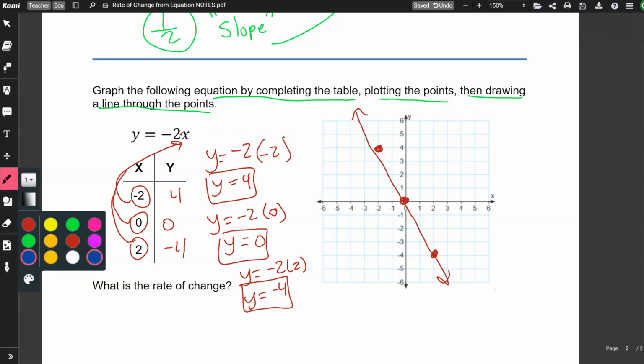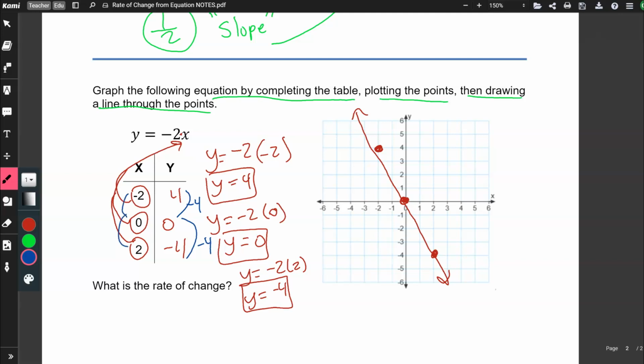So if I come back and look at my change in y over change in x here, okay, I'm going down, right? I'm going down 4. And that's over my change when I look at my x values of going up 2, right? So this one would be a negative 4 over 2 for my change. Or if I want to simplify that, we could also say negative 2 over 1 is another way of saying this.